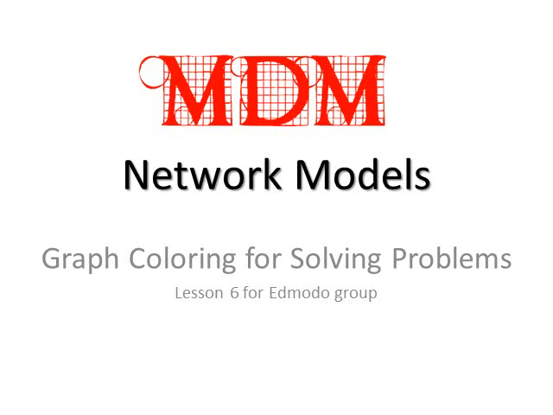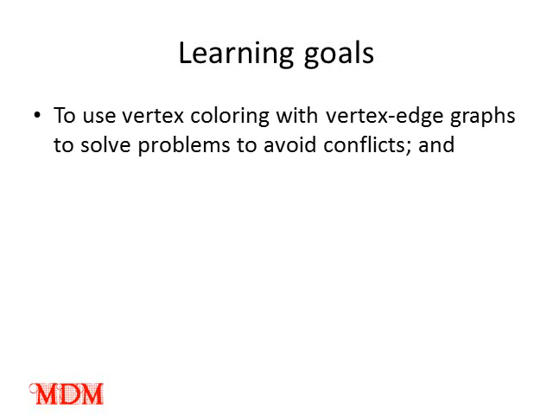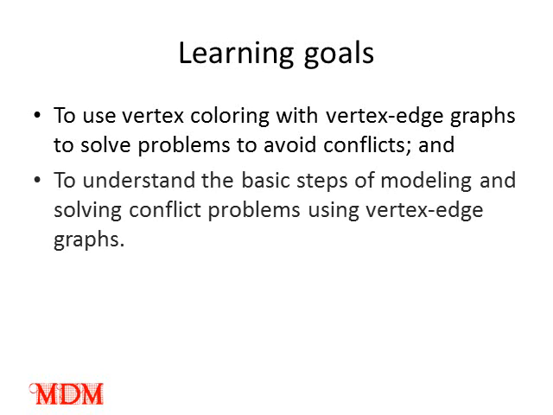Mathematical decision making, network models, graph coloring for solving problems, Lesson 6, Ford Meadow. The learning goals for this lesson are for you to use vertex coloring with vertex edge graphs to solve problems to avoid conflicts, and to understand the basic steps of modeling and solving conflict problems using vertex edge graphs.